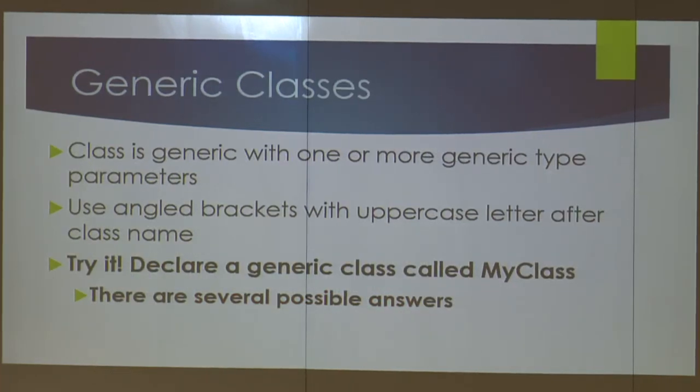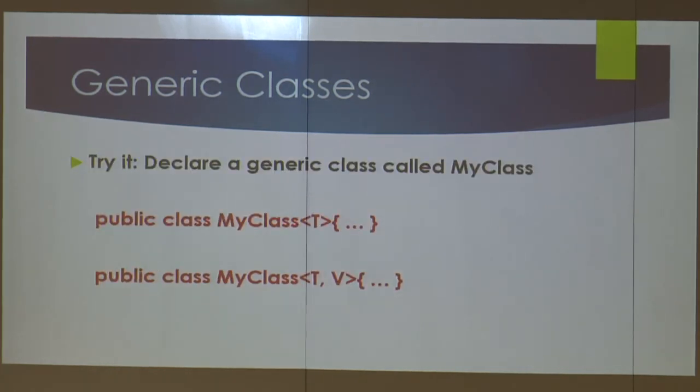And then we also have generic classes as well. And so a generic class is also going to be with those generic type parameters, typically with a capital letter like a capital T. And then you'll use angled brackets surrounding the uppercase letter after you have the class name. So to kind of make more sense of that, since that's a broad definition, if we were trying to declare a generic class called myClass, we could have something like public class myClass T, or public class myClass TV. So there are a few different options.